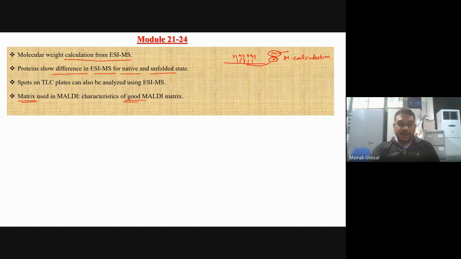Okay, and then the basic principle of the time of flight mass analyzer. There is only one basic thing about this: it depends on the fact that a lighter molecule moves faster.